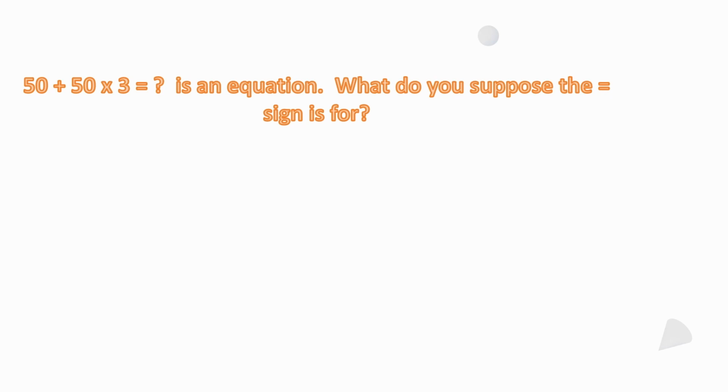And I wrote that out as 50 plus 50 times 3 equals 200. I don't think a lot of people would look at that and go, well, that's not an equation. No, I think it'd be obvious to them it is. I think just having the question mark in there might be confusing a few people.